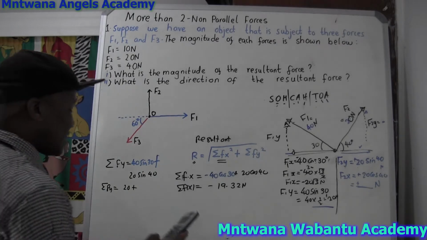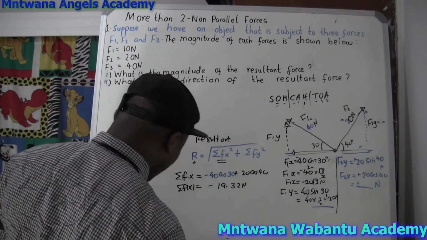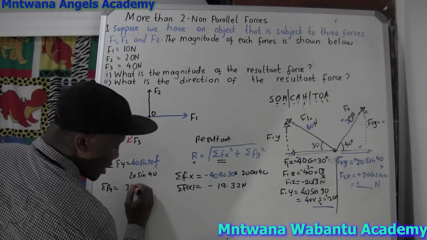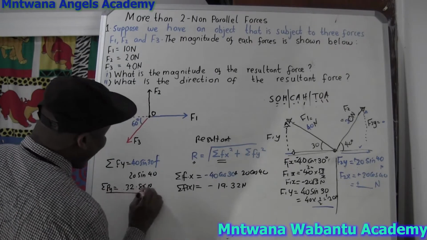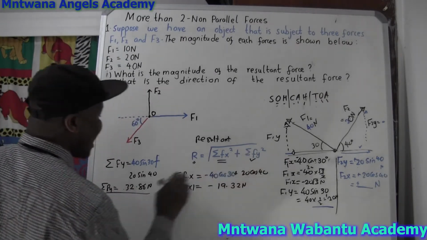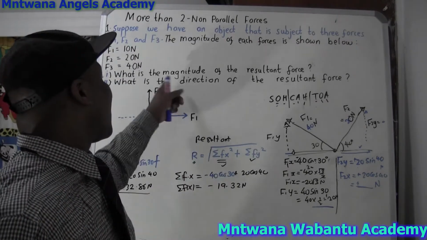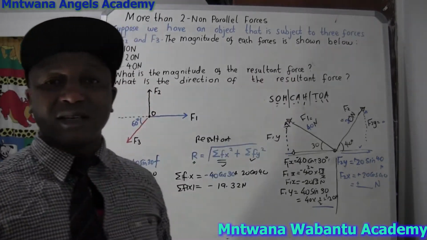Okay, 32.86. So all this stuff together, put in the calculator, is going to be 32.86 Newton. So we have sum of f of x, sum of f of y is going to come there, sum of f of x is going to come here. So this is going to give us the resultant of the vector, like what they ask for, magnitude of the resultant. You know what I'm saying?